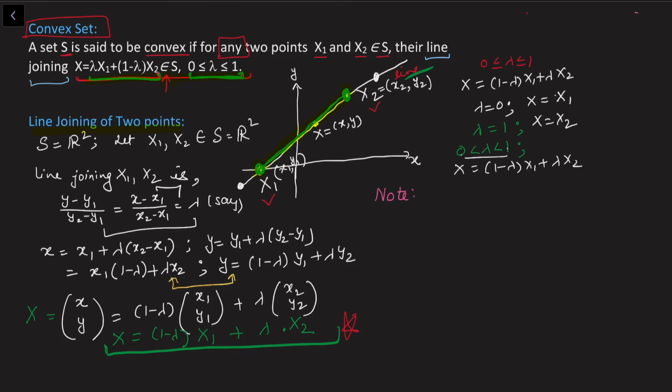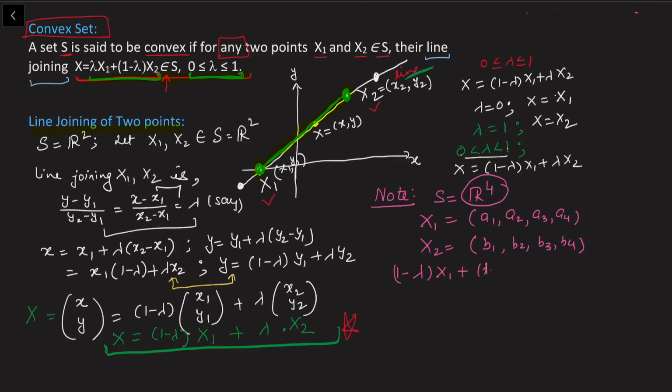Now note that in higher dimensions, for example S is equal to R4, I consider two points capital X1 and X2. Because it is in R4, I am going to have four components A1, A2, A3, A4, and here I am going to have B1, B2, B3, B4. So the line joining of these two points will be considered in a similar manner: (1 minus lambda) times capital X1 plus lambda times X2, and this will give me a new point X which belongs to R4.